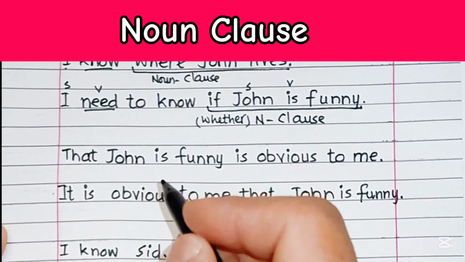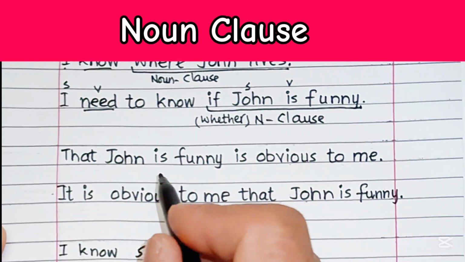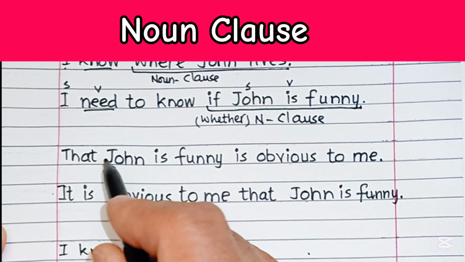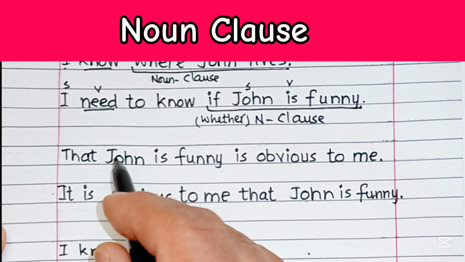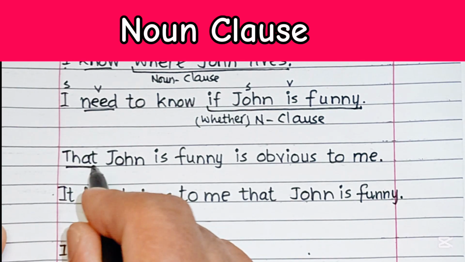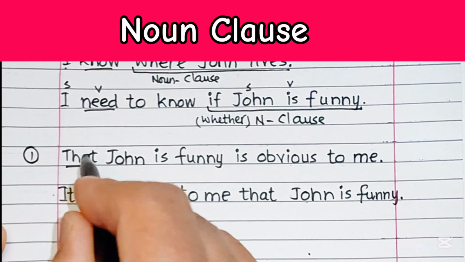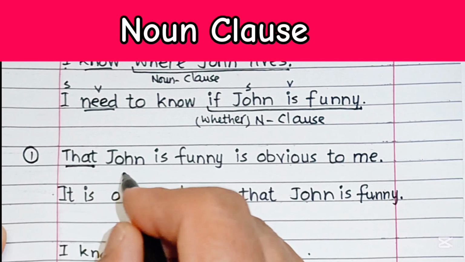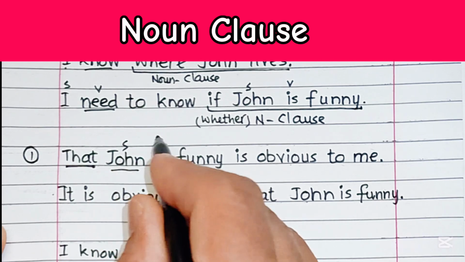Now, there are three types of noun clauses that we can create. First type is the one that starts with the word that. This is the first type, number one. It begins with the word that, and after it we have a subject and a verb.